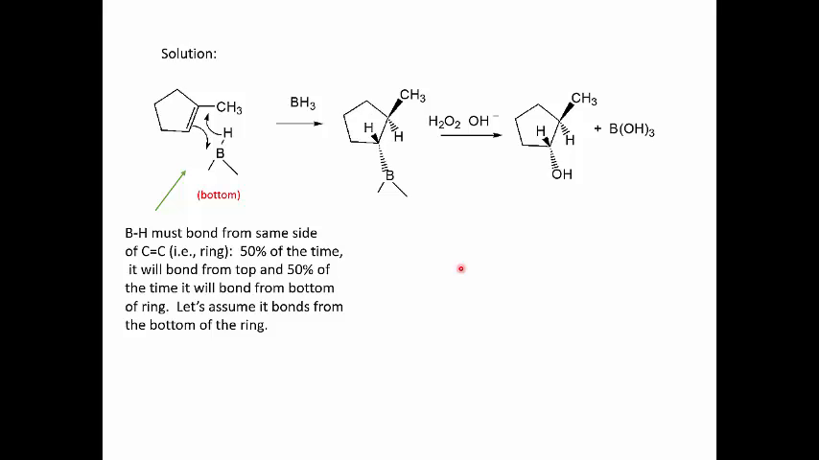In the case of the ring structure here, that means that the BH has to approach the cyclopentene, well, either from the bottom side or the top side. Let's assume that it comes in from the bottom of the ring. So we write in the BH of borane beneath the cyclopentene structure.